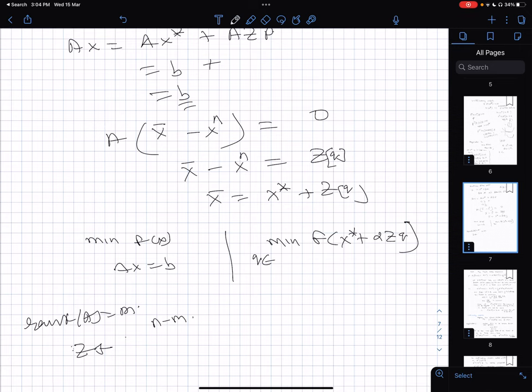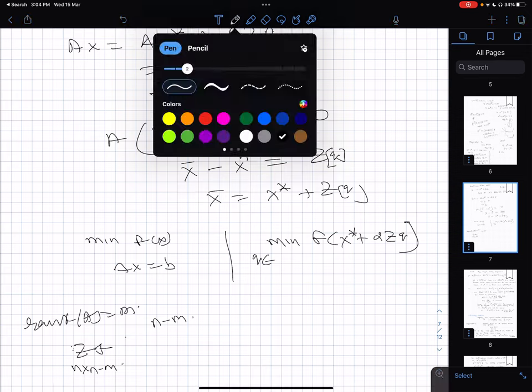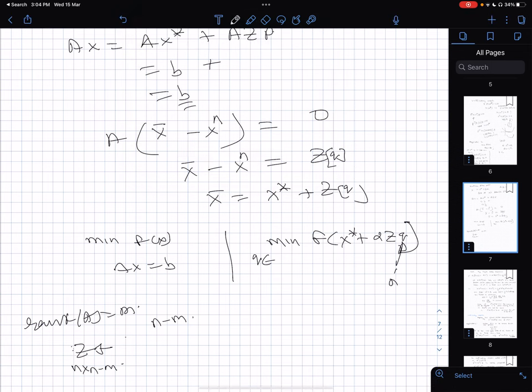So therefore the number of linearly independent columns in Z will be n minus m. So Z will be an n by n minus m matrix, and so the q vector will have to be of dimension n minus m. So now, in a reduced dimensional problem, this is the unconstrained minimization problem.